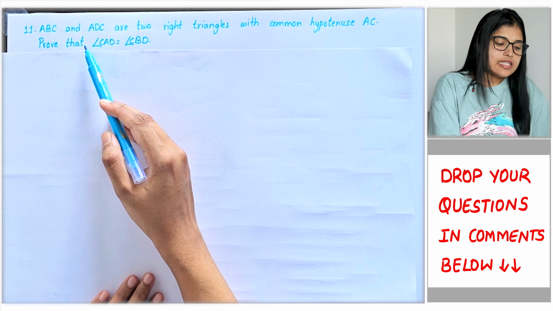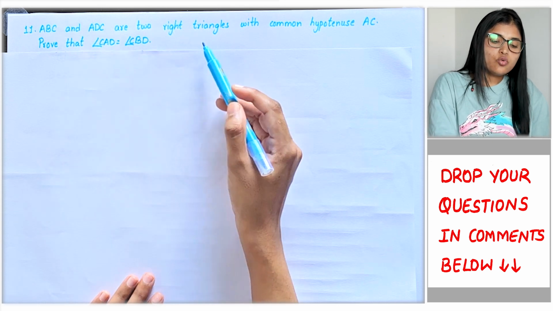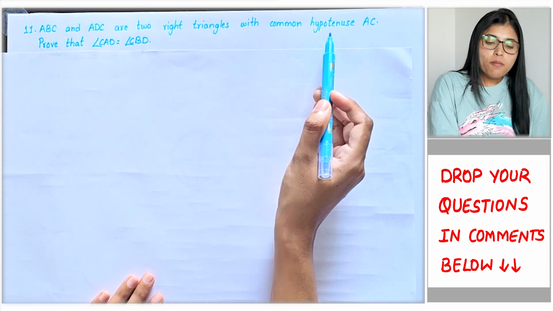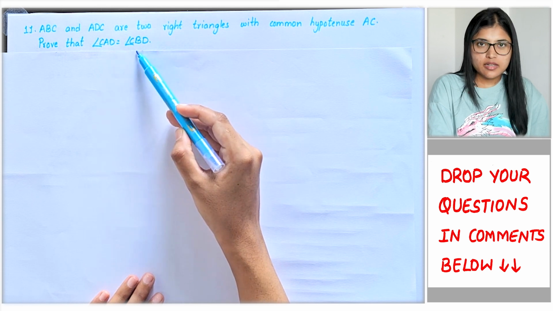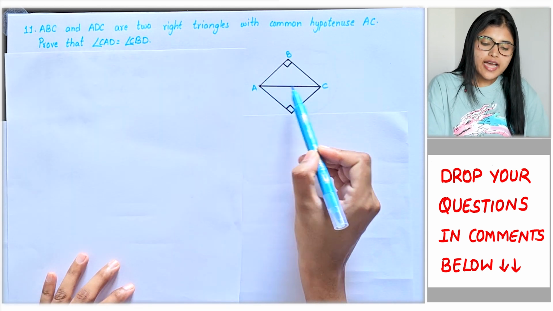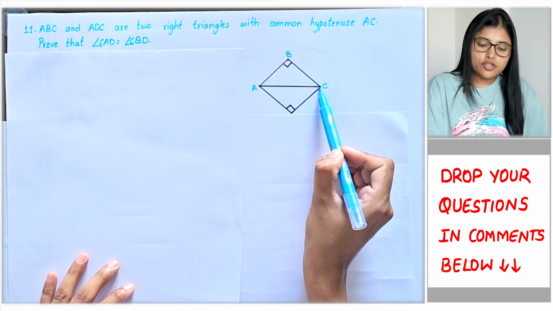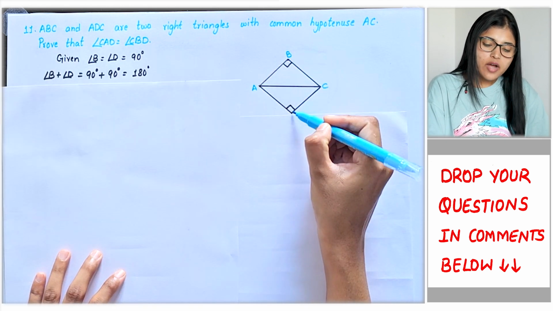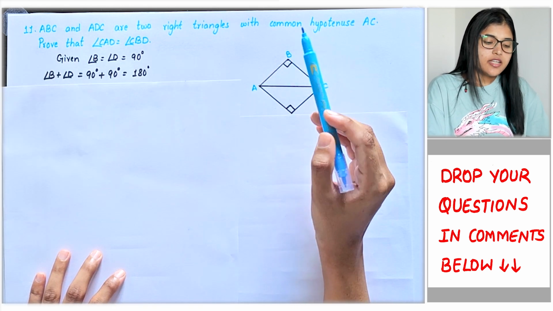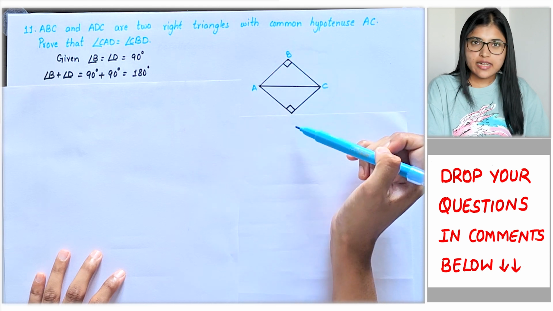The 11th question says ABC and ADC are two right angle triangles with common hypotenuse AC. Prove that angle CAD equals angle CBD. So let's draw these two right angle triangles with the common hypotenuse AC as shown in the figure here. I know that angle B equals angle D, which is 90 degrees. That's what's given to us because they are right angle triangles.